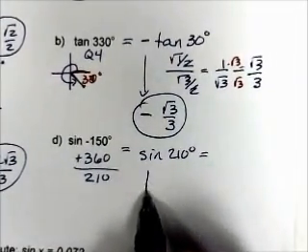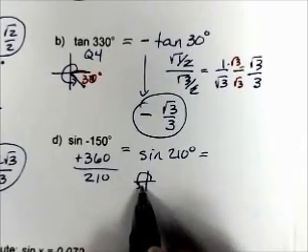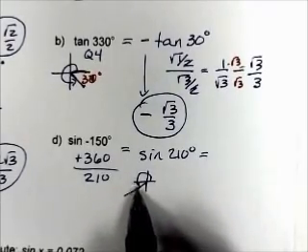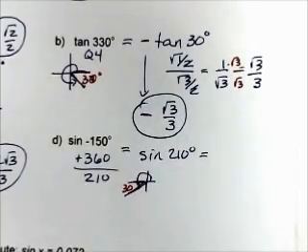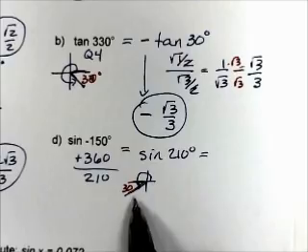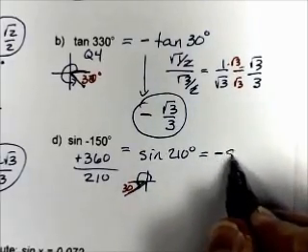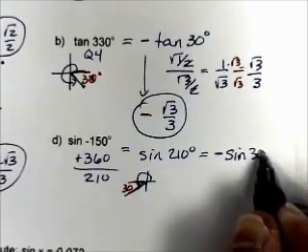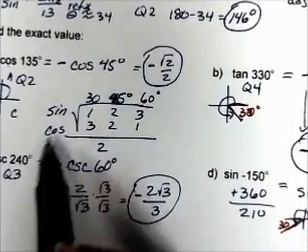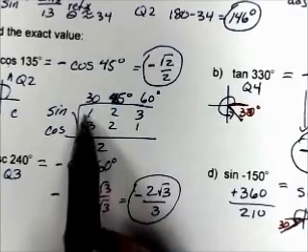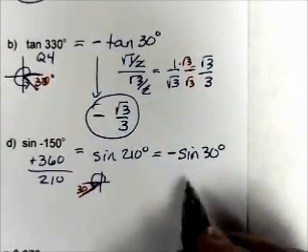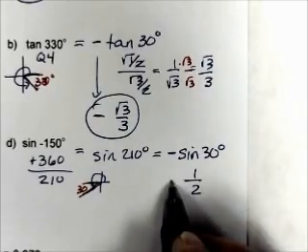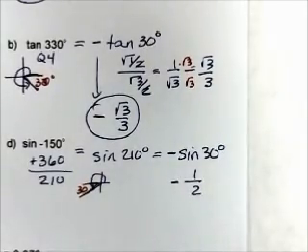A 210 degree angle would end up in quadrant 3, and its reference angle would be 30 degrees. And in quadrant 3, sine is negative, so this would equal negative sine 30 degrees. Look at the trick table. Sine of 30 degrees would be square root of 1 over 2. Square root of 1 is 1, so that'd be 1 over 2, negative. So negative 1/2.